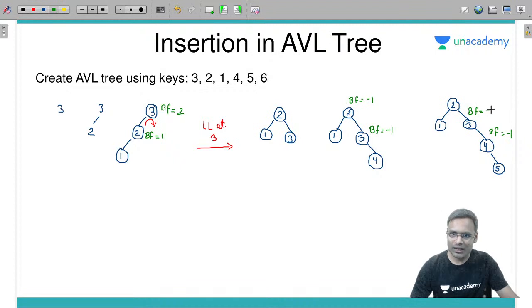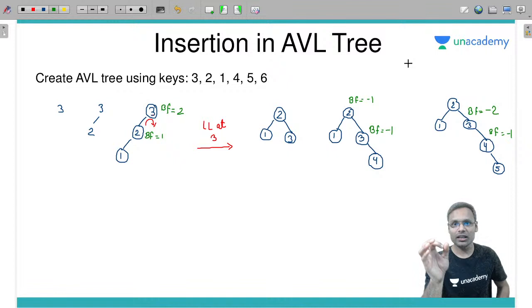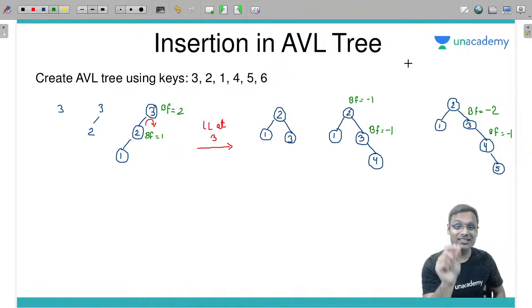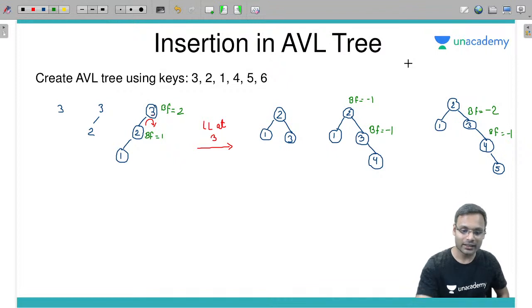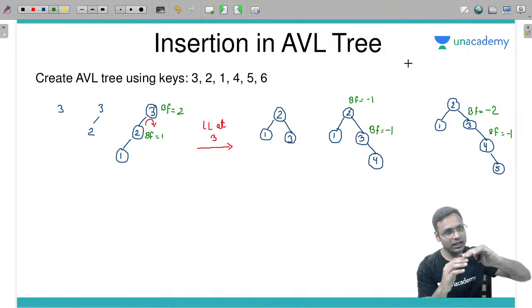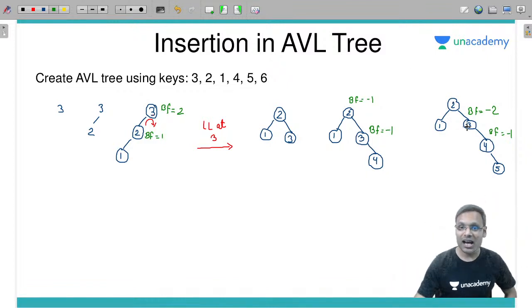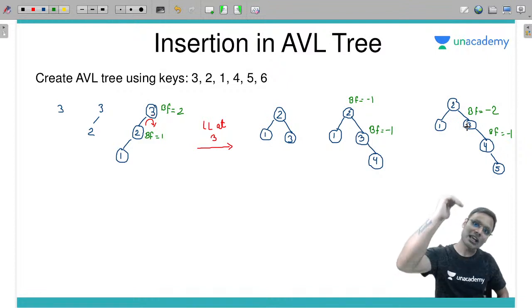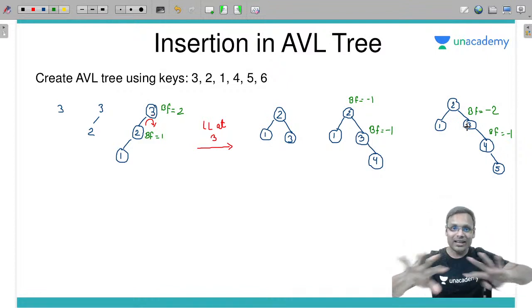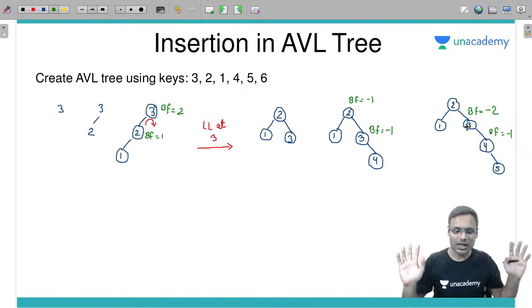0 minus 2 is minus 2. If you have detected, remember this, it is very important. This is a very, very important point. Listen, if you have detected the imbalance at any node, then further above you don't have to check. If the imbalance came at 3, then you are not going to check above 3. Eliminate that imbalance at 3, everything will be done. Everything will be clear.